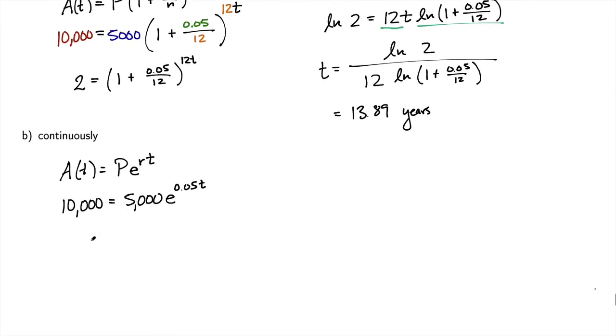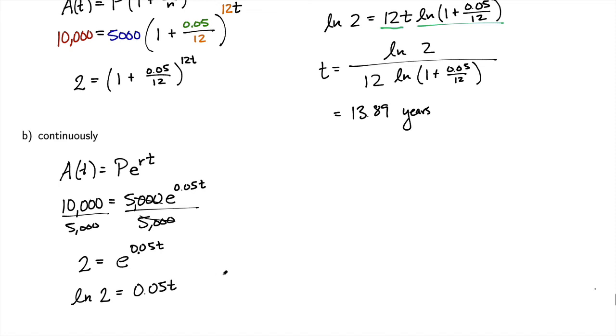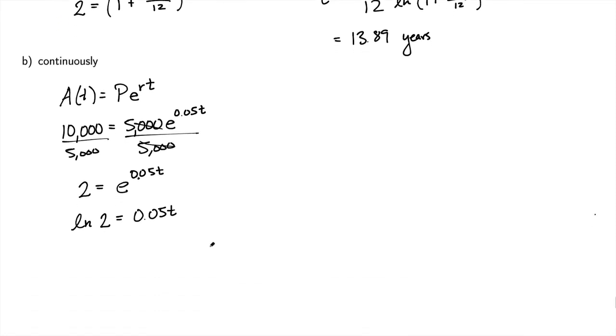So we can divide both sides by 5,000, and that's going to leave us with the 2 on the left side, just like we did in the previous part. So 2 equals e to the 0.05t. Now I need to get rid of this base e, which we know we can do with a natural log. So we get natural log of 2 equals 0.05t. And then we can divide both sides by 0.05. So we have t equals the natural log of 2 over 0.05.